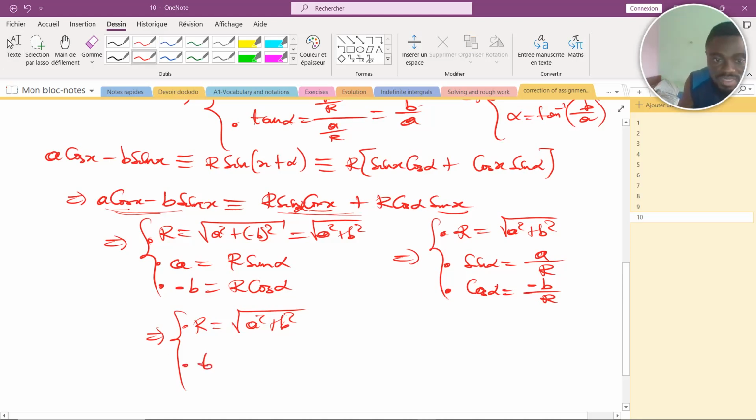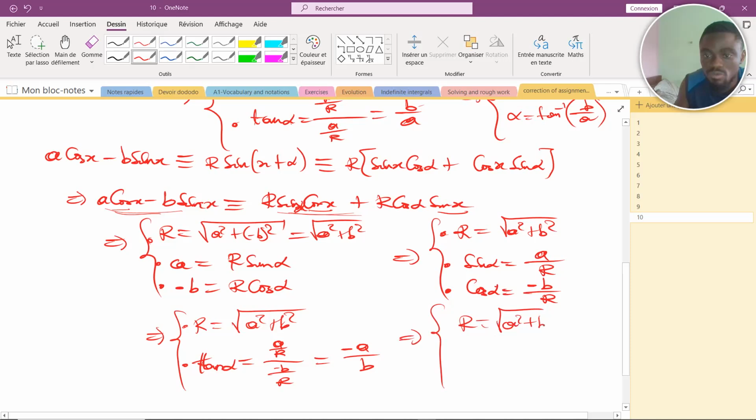So I'll have tan. When I divide sine by cos, I'll have tan alpha. When I divide this equation by this equation, I'll have tan alpha being equals to a on r divided by minus b on r. So this will be equals to what? Minus a on b. From there, it implies that your r will be the square root of a square plus b square, and your alpha will be the tan inverse of minus a on b.